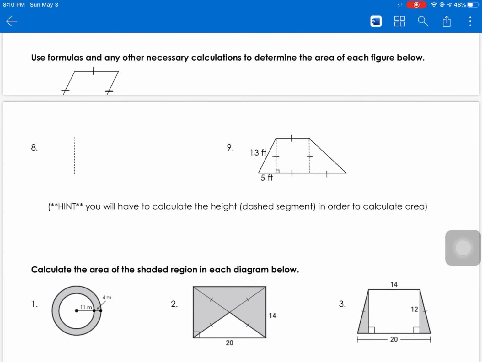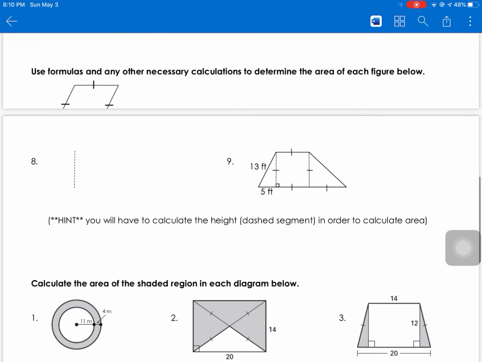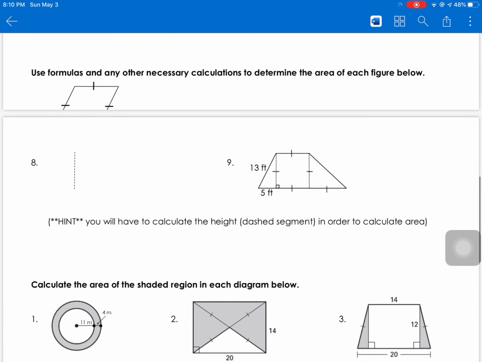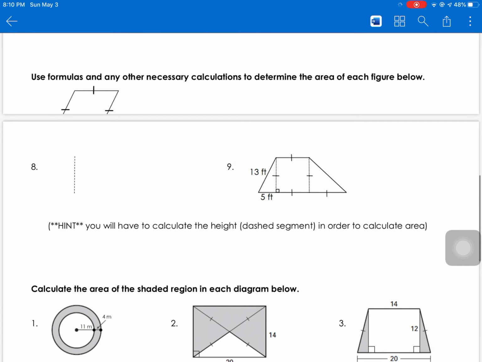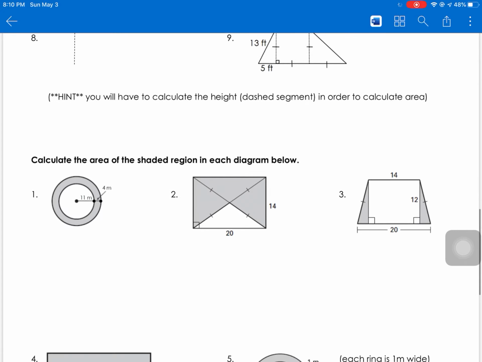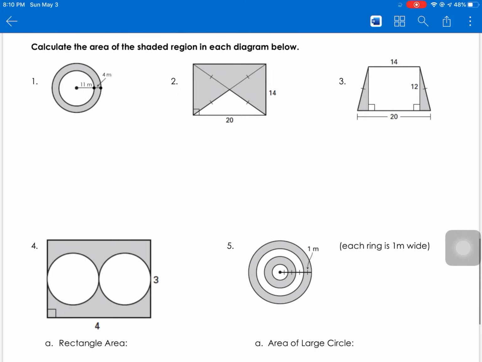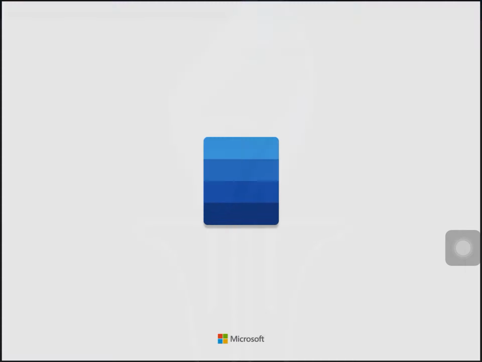Number 8, I'm going to give you a hint. It says you have to calculate the height, the dash segment, in order to calculate the area. To do this, you need to use trigonometry. So the image is not appearing very well, but for number 8, you have to use a trig function to solve for the height. And then these here, the shaded region ones. So I'm going to do number 1 with you. Let me pull it up here.